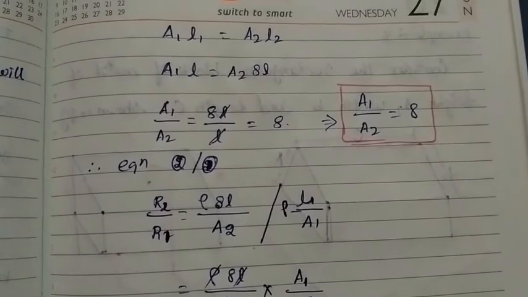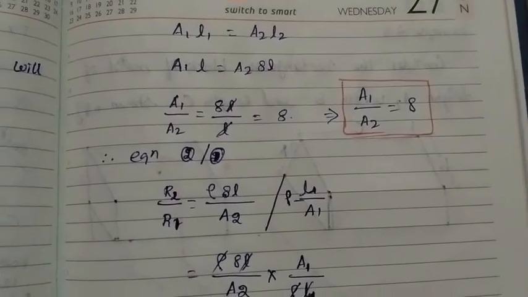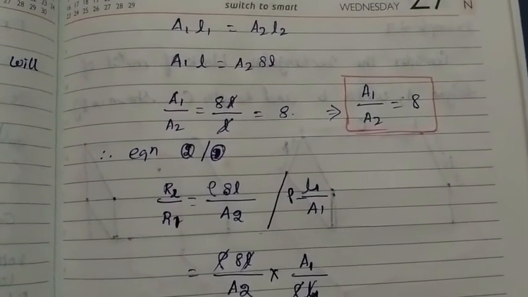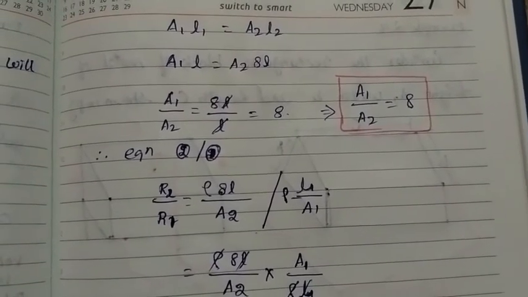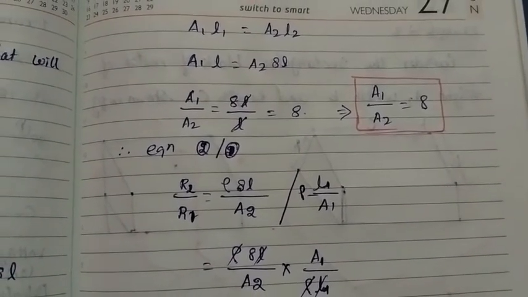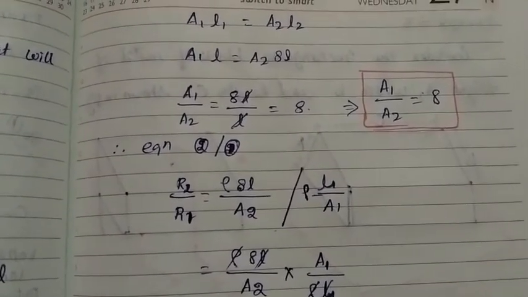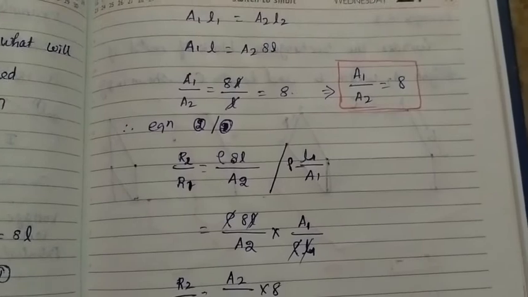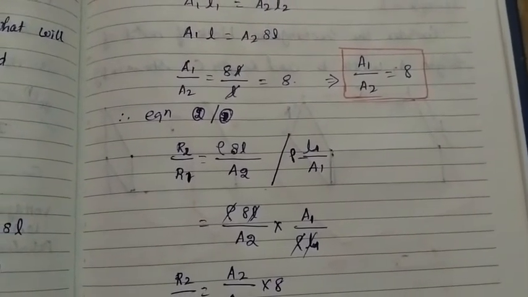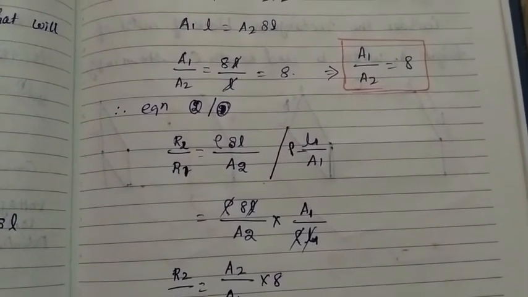So applying the L values, A1 divided by A2 is equal to 8L divided by L. Both L will be cancelled. So A2 divided by A1 is equal to 8. Now we take equation 2 divided by equation 1.